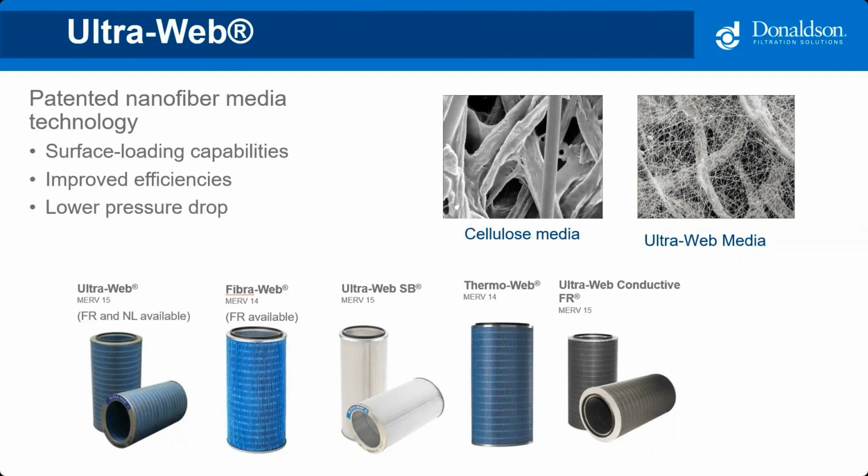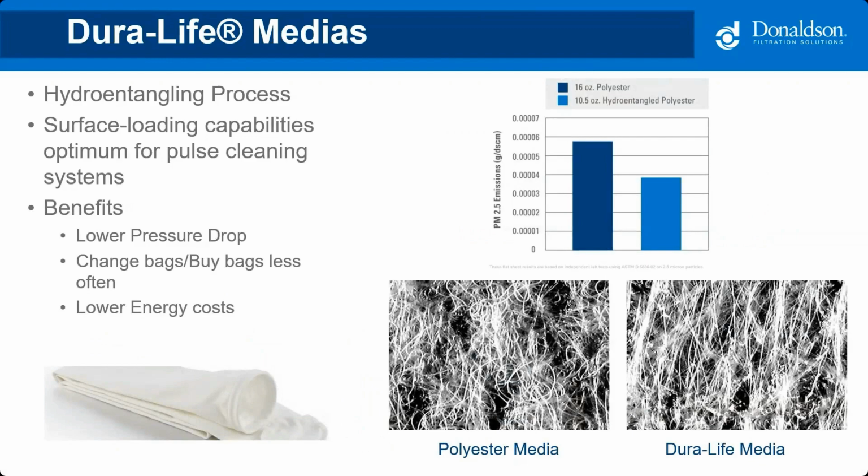And then here you can see the MERV ratings for some of the cartridges, the different cartridge styles. Typically the limiting factor for UltraWeb is just going to be the substrate it's on. Whatever the temperature and chemical capabilities are of the base fabric of the UltraWeb, that's going to be its limiting factor. And the benefits, of course, are extremely fine filtration and lower pressure drops, so your filters are going to last a lot longer.